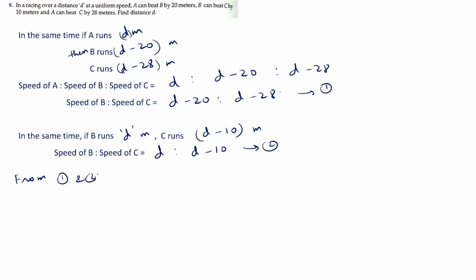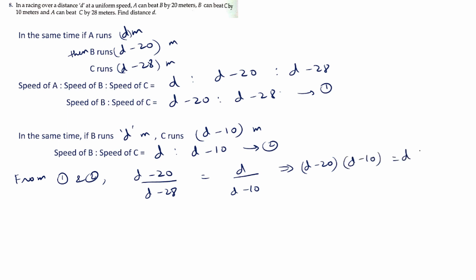From 1 and 2, (D minus 20) upon (D minus 28) is equal to D upon (D minus 10). If we cross multiply, (D minus 20) into (D minus 10) equals D into (D minus 28). So this we can simplify. D square minus 20D minus 10D plus 200 equals D square minus 28D.